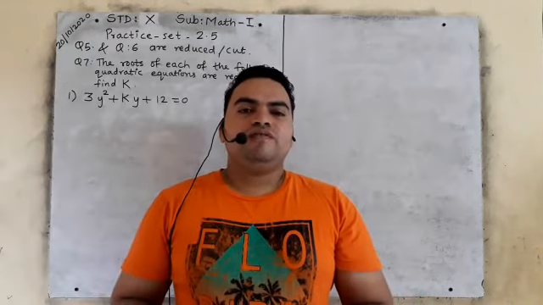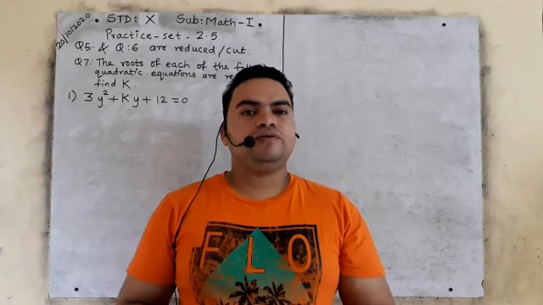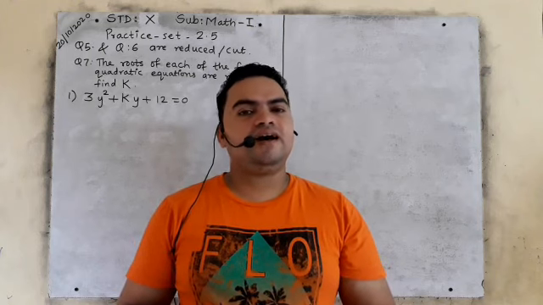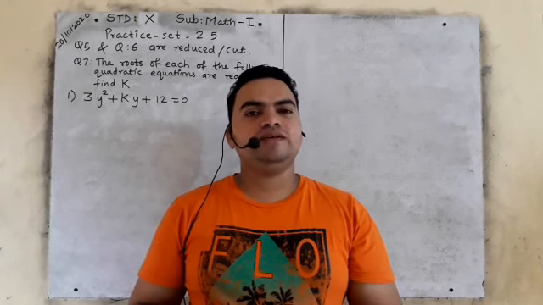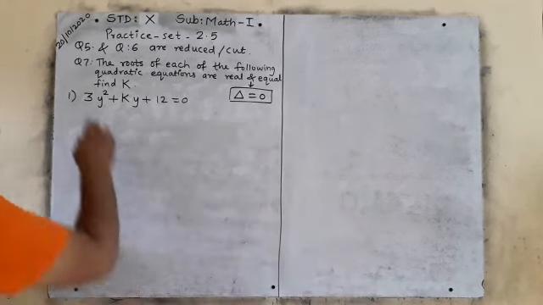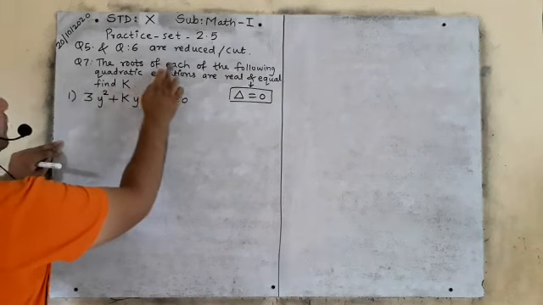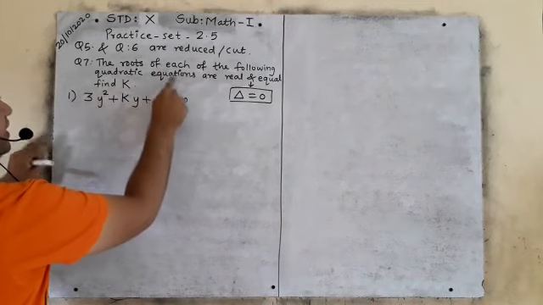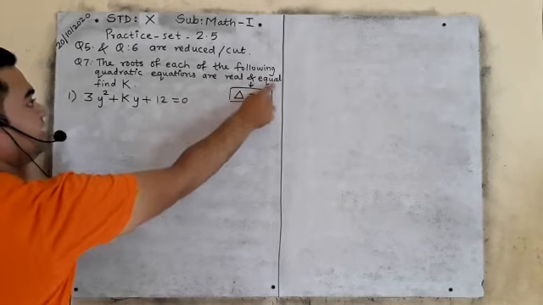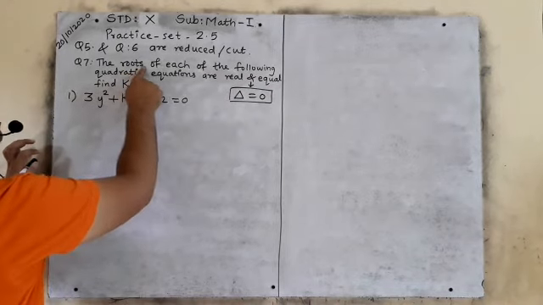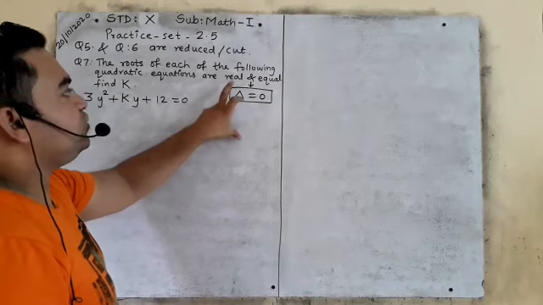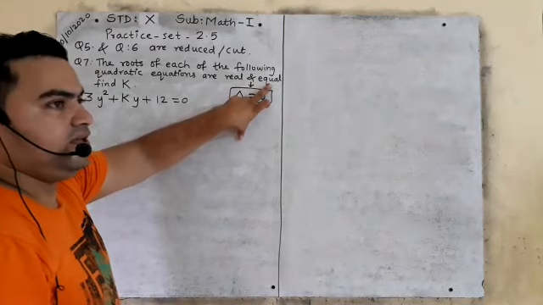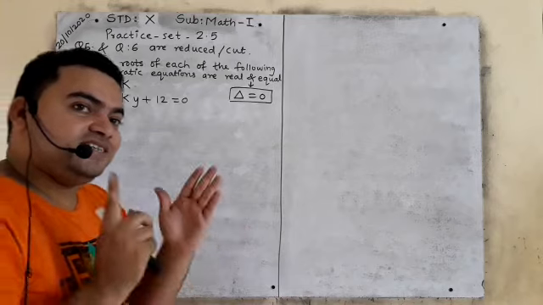So dear students, now we will see question number 7, because question number 5 and 6 are completely reduced from your syllabus for this year only. See question number 7. The roots of each of the following quadratic equations are real and equal. The nature of the root is given: the nature of the root is real and equal.